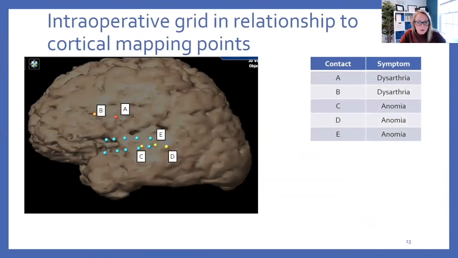Here's the intraoperative grid in relationship to the cortical mapping points. So as you can see, we were able to locate language as well as motor function as labeled here on the side. It's important to note that this patient's lesionectomy was guided by awake mapping results, but also we could say that we should try to include the areas in contacts 2 and 3 where his epileptiform discharges were, although he was unable to have the area surrounding the cortical mapping points resected.